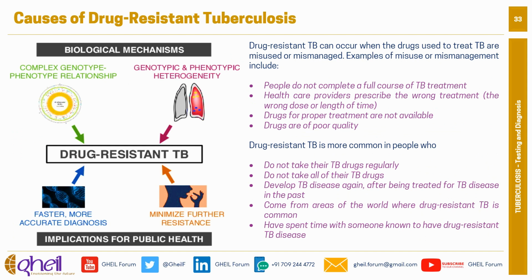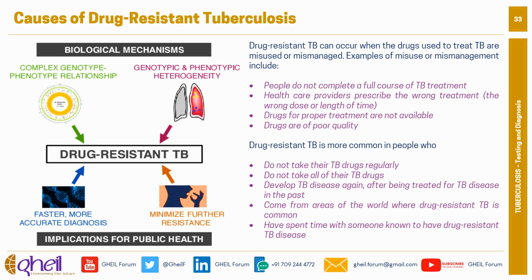Causes of drug-resistant tuberculosis. Drug-resistant TB can occur when the drugs used to treat TB are misused or mismanaged. Examples of misuse or mismanagement include: people do not complete the full course of TB treatment. Healthcare providers prescribe the wrong treatment, the wrong dose or length of time. Drugs for proper treatment are not available. Drugs are of poor quality.